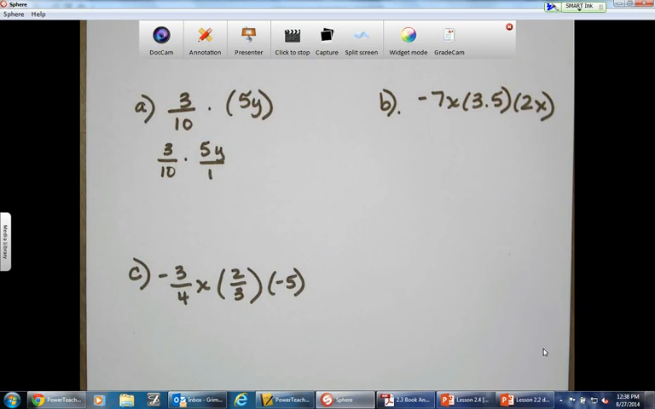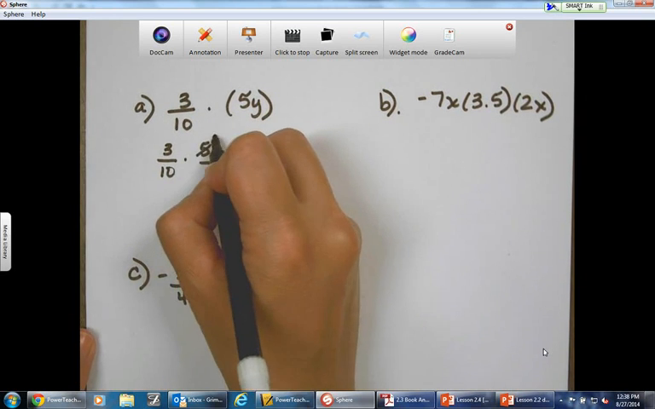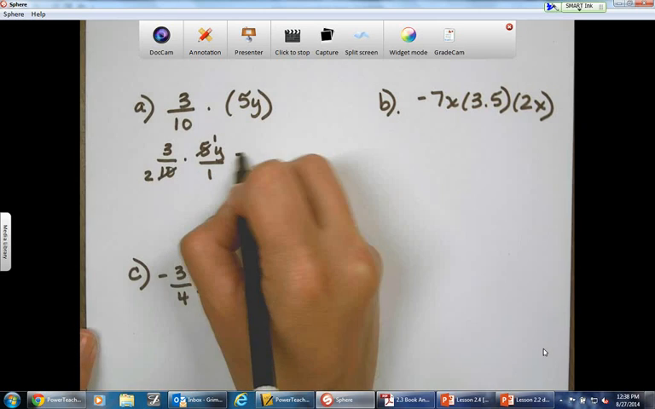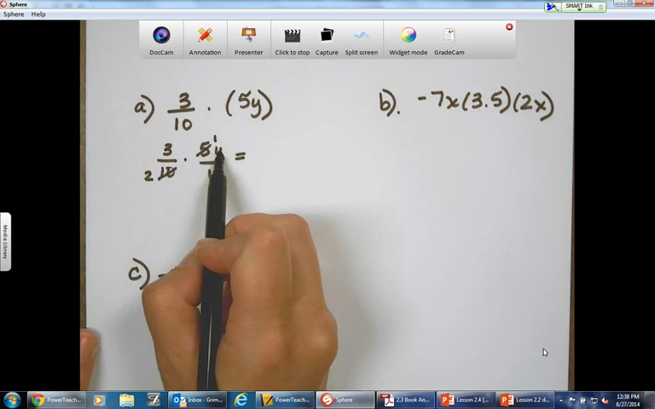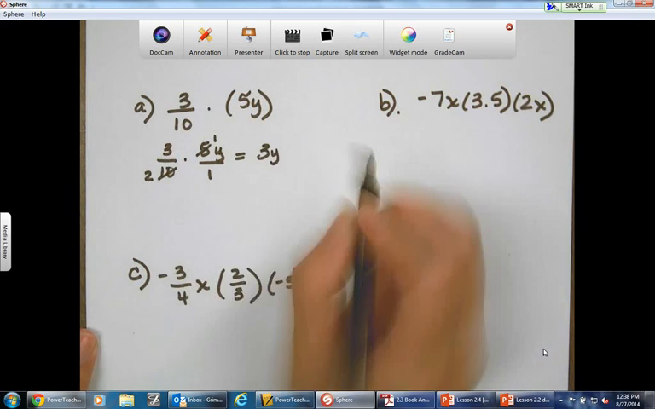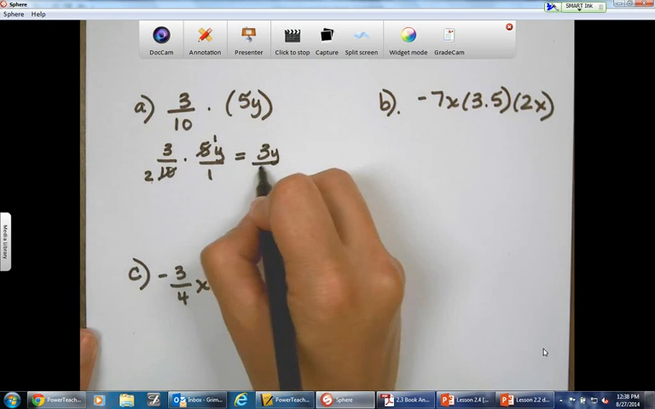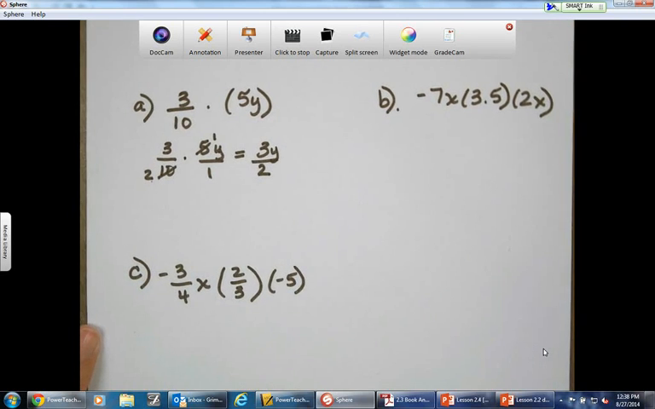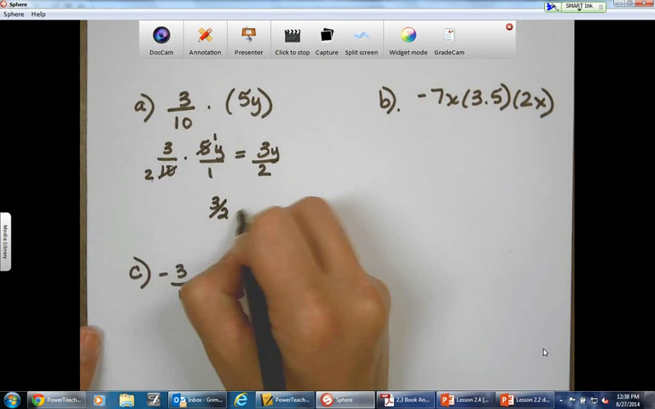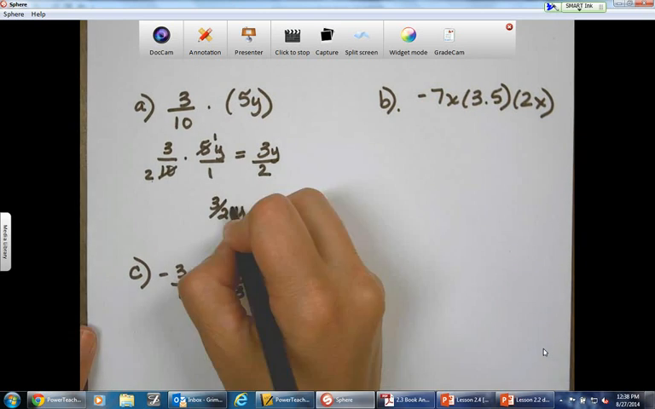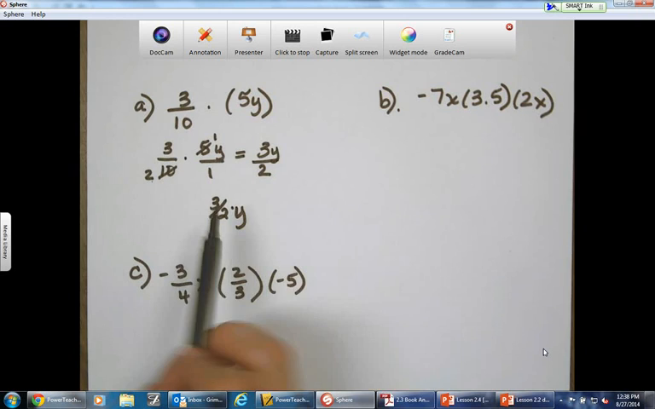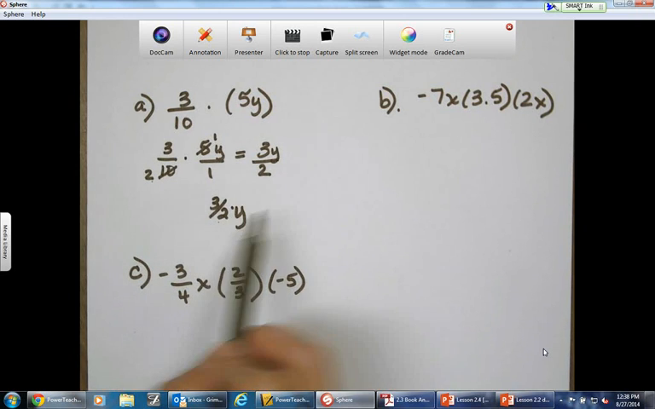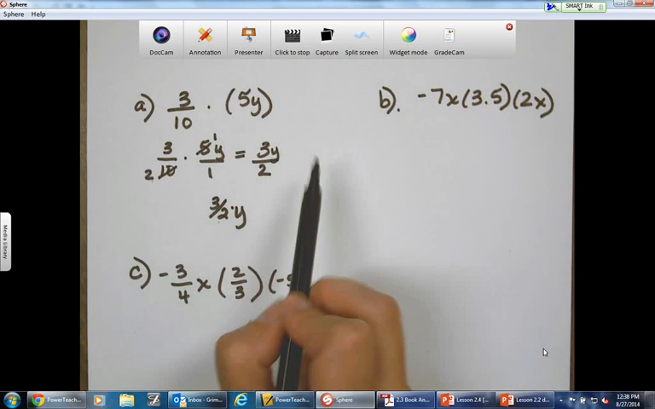I can still go ahead and cross-reduce. Okay, so I can cross-reduce 5 goes into itself once, 5 goes into 10 2 times, and now I can go ahead and multiply straight across the top. So I have a 3 times a 1 times a y, which is going to give me 3y. 2 times 1 is 2. So you can read this as 3y over 2, or you can read this as 3 halves times y, okay? But the y cannot go in the denominator. It's either 3 halves times a y, or it's 3y over 2.